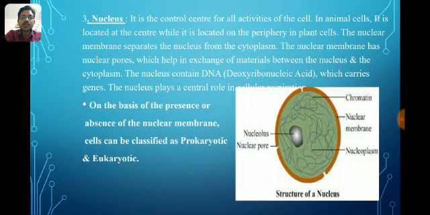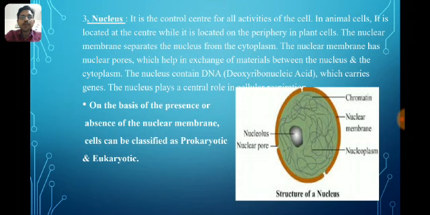On the basis of presence or absence of nuclear membrane, the cells can be classified as prokaryotic and eukaryotic. Pro means primitive, karyon means nucleus. Eu means advanced and karyon means nucleus.